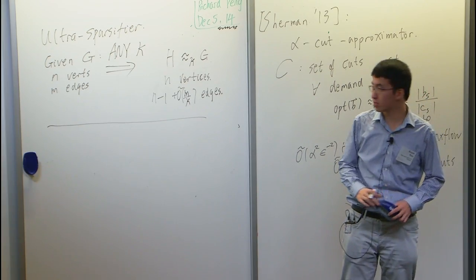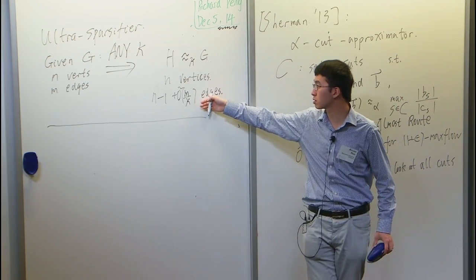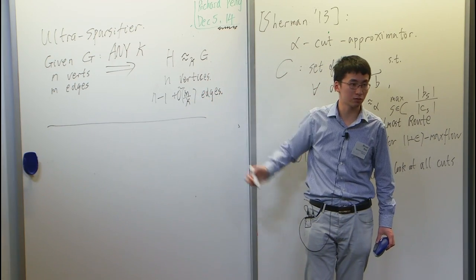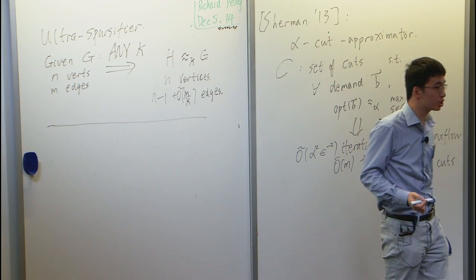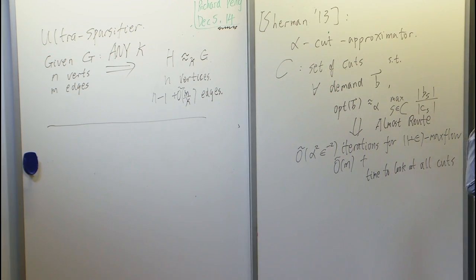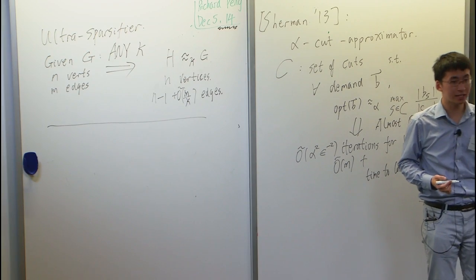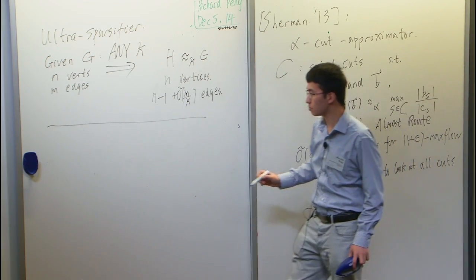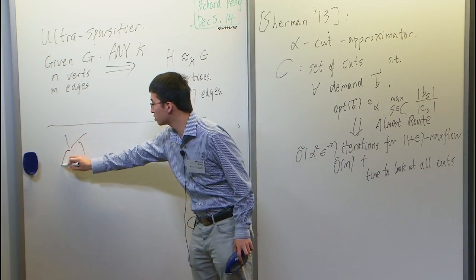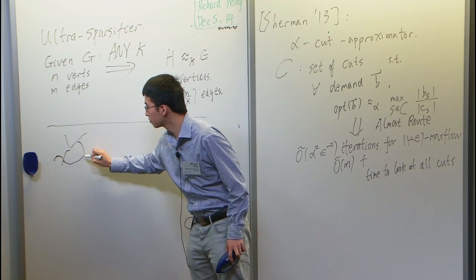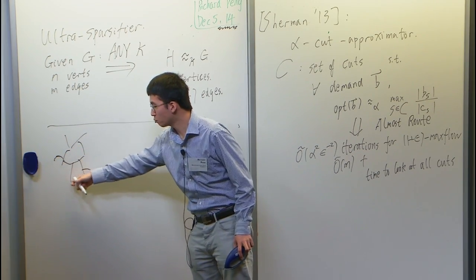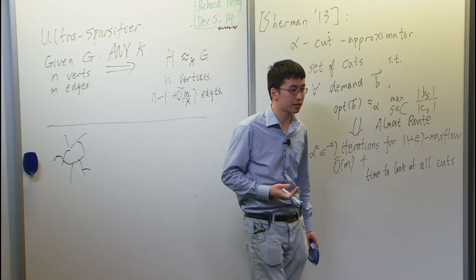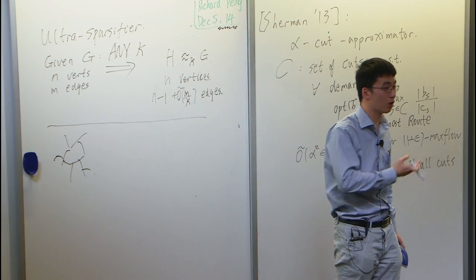Here the idea is that this kind of graph size, n vertices and n minus 1 plus m polylog n over kappa edges, should really be viewed as a tree plus m polylog n over kappa edges. So think about a graph that is a tree plus a single edge, and I have some demands at the leaf vertices. The demands can still just be routed. There's only one way to route those demands.